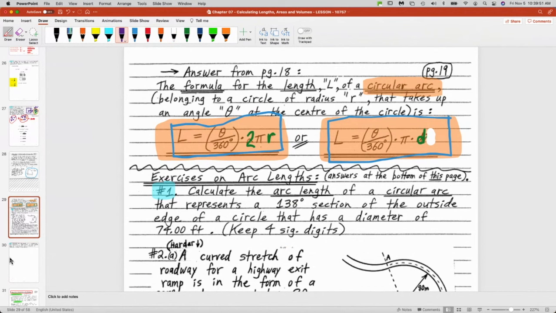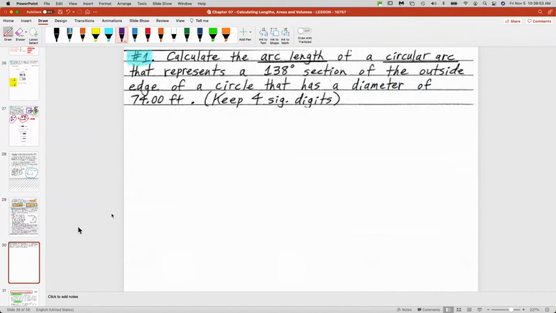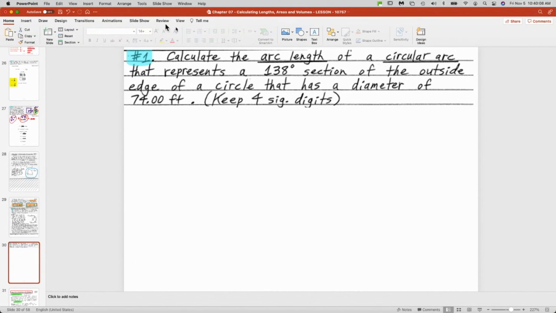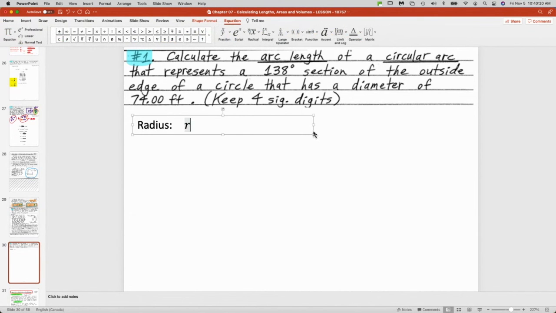Let's take a look at just one question, nothing dangerous. Calculate the arc length of a circular arc that represents a 138-degree section of the outside edge of a circle, and they give you the diameter. I'm going to just go for the radius because I like using the radius pretty much all the time. So how much is the radius? Just in your head, anybody? What's the radius?